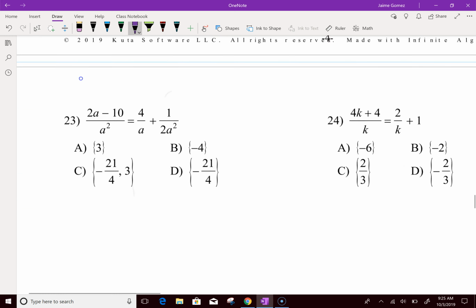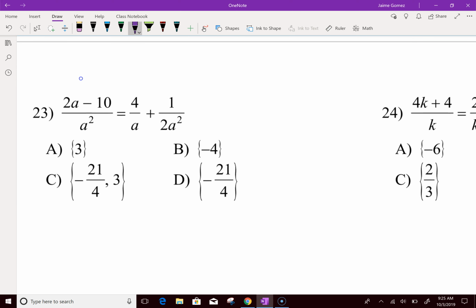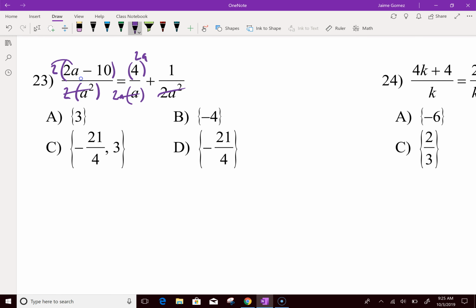We want all the bottoms to be the same, right? So then 2a squared, just a, so just a squared. So we'll make this one times 2 to be 2a squared, times 2 to the top. This is just a, so it needs to be multiplied by 2a to become 2a squared. So all those cancel. So 2 times 2a, that is 4a. 2 times a negative 10, that is negative 20, is equal to 2a times 4, 8a, and then just plus 1.